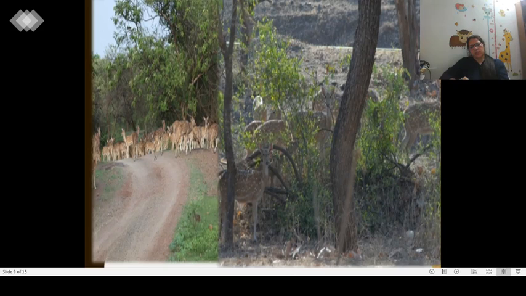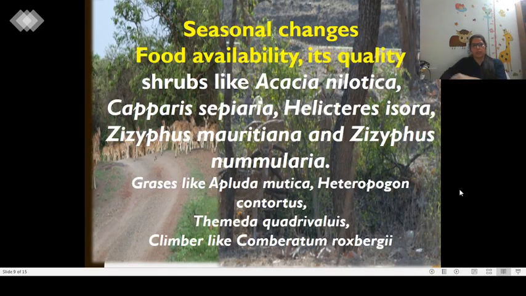Cheetal is a mixed feeder, but primarily it is a grazer, grazing more during the monsoon season, and secondly it is a browser, browsing more during the winter season. Following conditions like seasonal changes, food availability and its quality, it browses on some shrub species like Acacia nilotica, Capparis sepiaria, Helicteres isora. Some species of Ziziphus like mauritiana and nummularia are favorites of cheetal. The grasses on which it feeds are Apluda mutica, Arthraxon contortus, Themeda quadrivalvis. It also feeds upon a climber species like Combretum roxburghii.